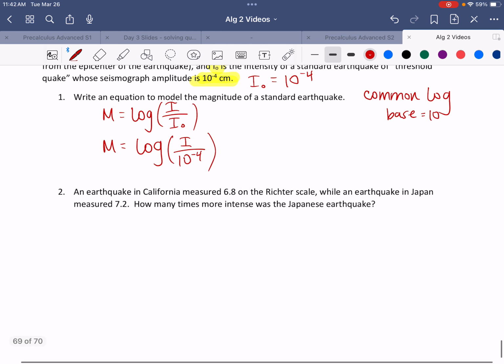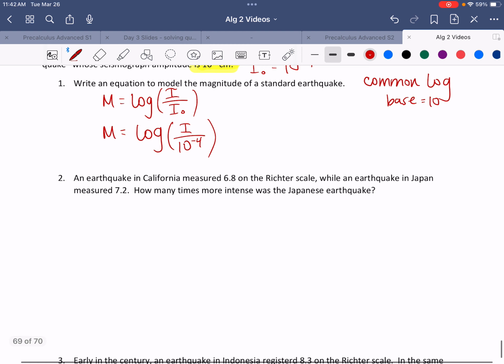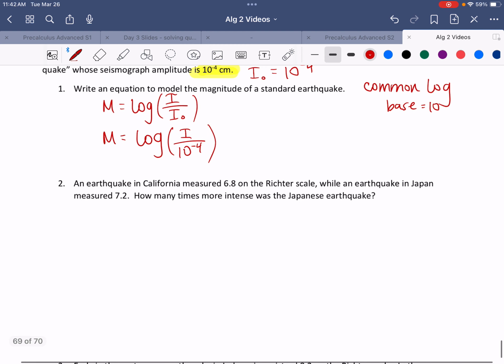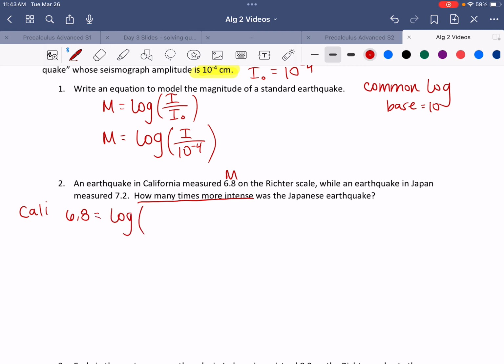Now it says an earthquake in California measured a 6.8 on the Richter scale, while an earthquake in Japan measured 7.2. How many times more intense was the Japanese earthquake? Okay, so we need to compare the intensity. Let's go ahead and start with the California earthquake. So in the equation, here is the magnitude, 6.8, equals the log of I over 10 to the negative 4th.